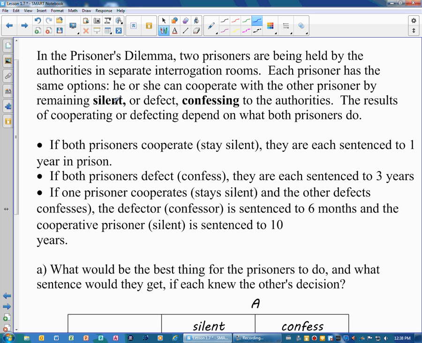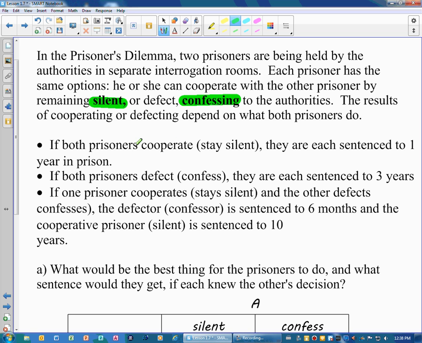So if they both keep quiet, then the police are never going to know what happened. Or they can defect, which means they're going to defect from each other. They're going to confess to the authorities. They're going to rat out each other. So the results of cooperating or defecting depend on what both prisoners do. So if both of them cooperate, and I think it's easier to just think if they both stay silent. I'm not a fan of this cooperating word. And notice up here I highlighted silent and confess because that makes a little more sense to me than cooperate or defecting. Okay, so I'm going to use the word silent and confess.